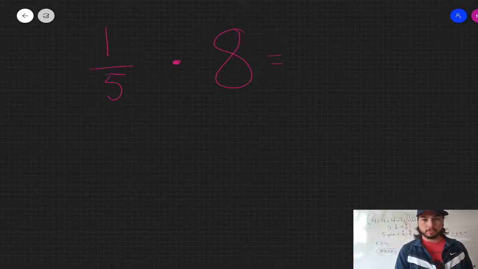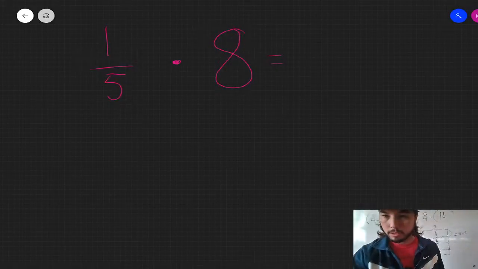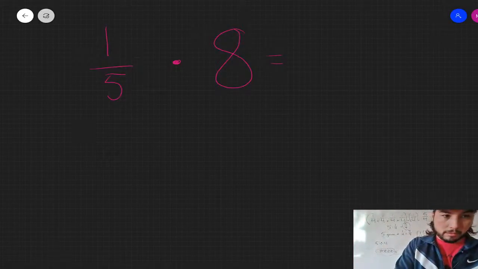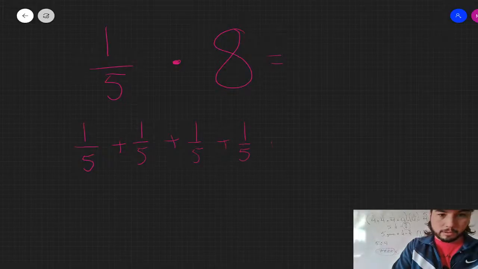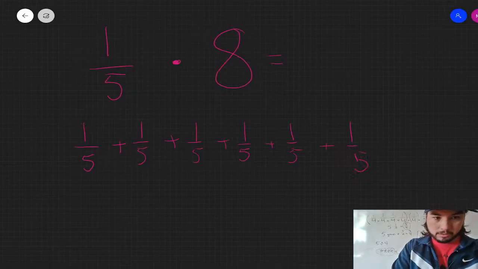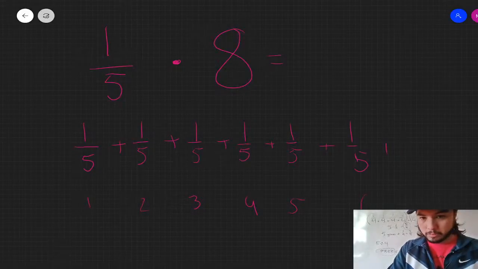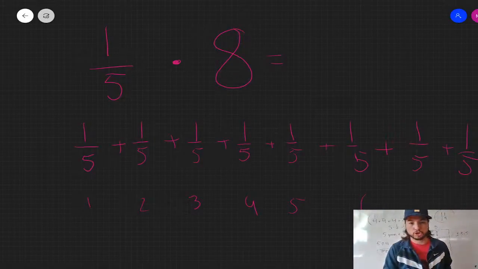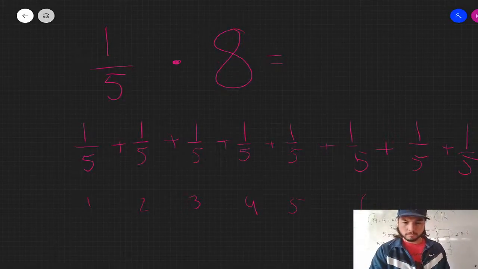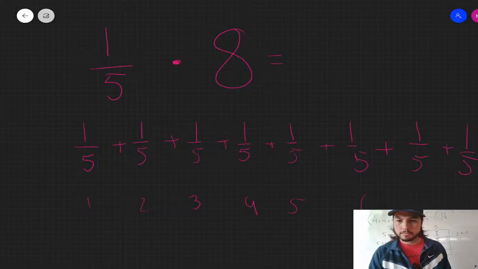Okay, so going ahead and taking a look at this here, if we have 1/5 times 8, we have 1/5 plus 1/5 plus 1/5 plus 1/5 plus 1/5. How many is that now? 1, 2, 3, 4, 5, 6. We need a couple more. 1/5 plus 1/5. Whew! My gosh. It's a lot of fifths, right? And then add them together.